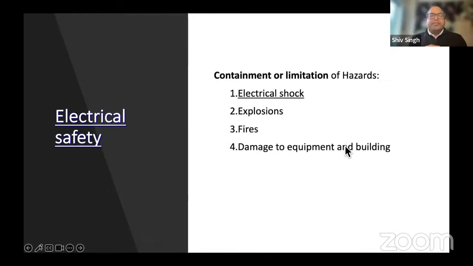So how do you actually define electrical safety? What exactly is electrical safety? When you are asked about the definition of electrical safety, it's containment or limitation of hazards related to electrical shock. Okay, and it's not just electrical shock. It's also related to explosions, to fires, to damage to equipment or building, which explosions or fires will do. But here we're dealing with only electrical shock. Explosions, fires and damage are a totally different issue.